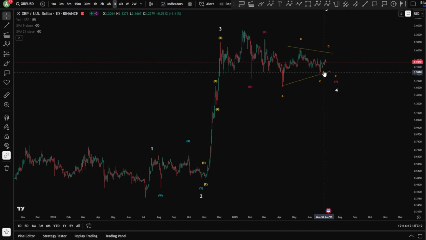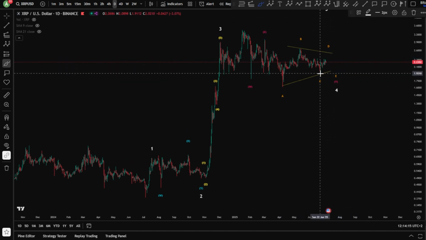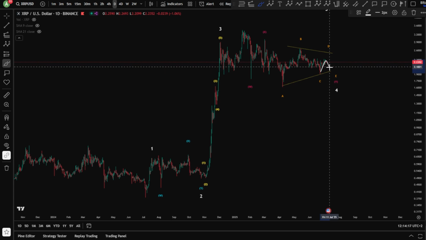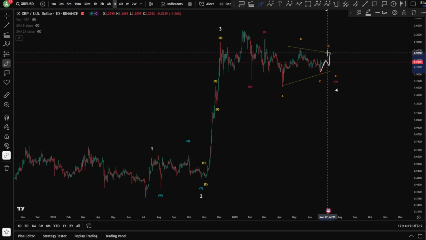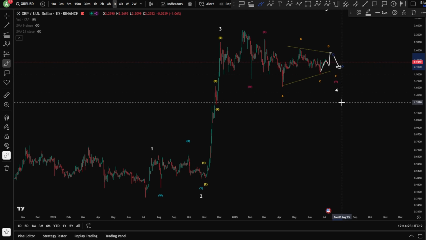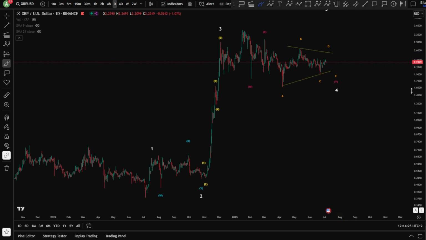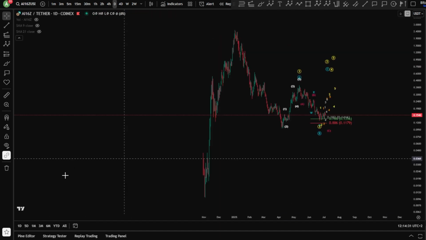And meaning this diagonal right now is your wave A, and you might get a wave B rather than a wave 2, and of course taking the 1-to-1 fib level, hitting the wave D, and then continuation simply toward the downside for a wave E. Very simple for XRP. Let's move for the AI16.